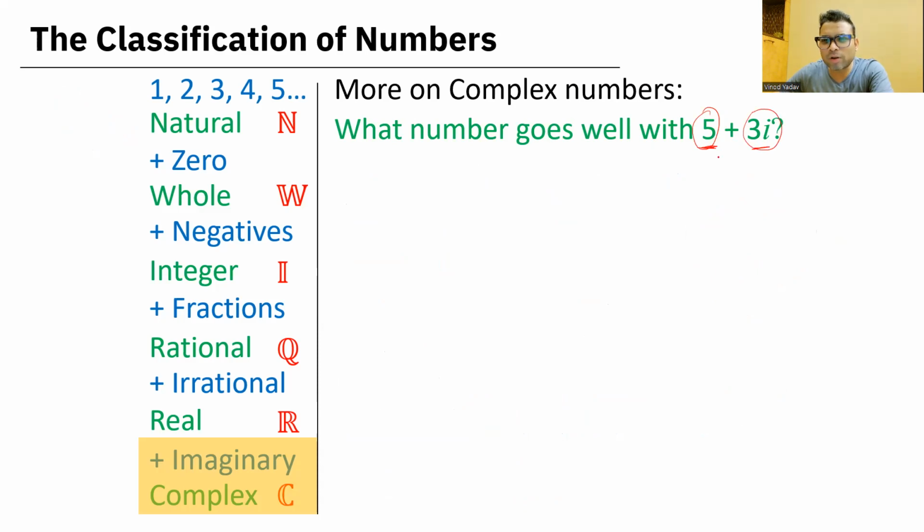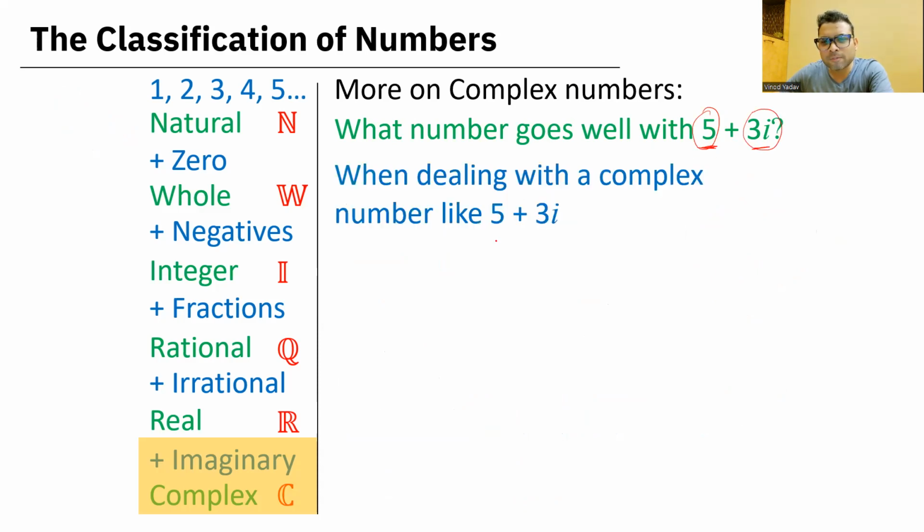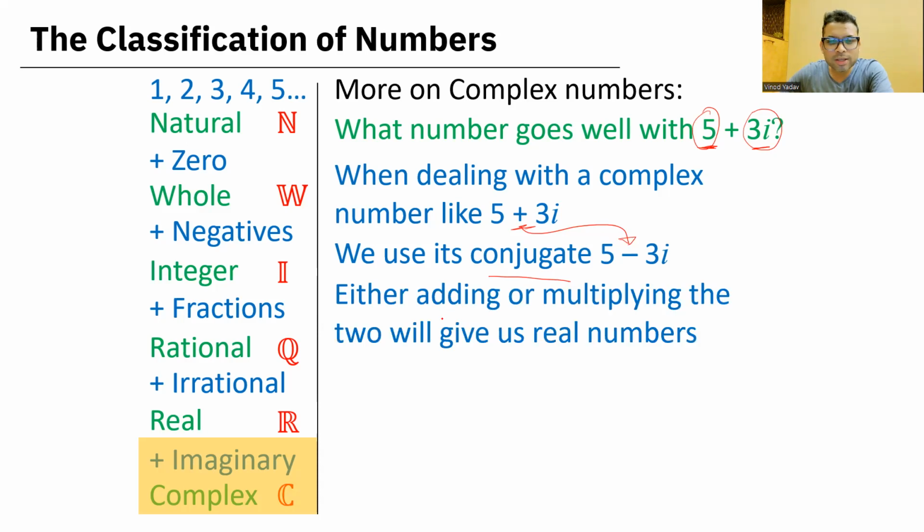Actually, what number goes well with this? Yeah, something like 5 minus 3i, which we call its conjugate. So here we saw that the sign of the imaginary number got changed. Okay, the real number was not disturbed. So we can add, subtract, multiply, divide easily. For example, if I add a given complex number and its conjugate, you can see 3i will get cancelled, so ultimately 10.